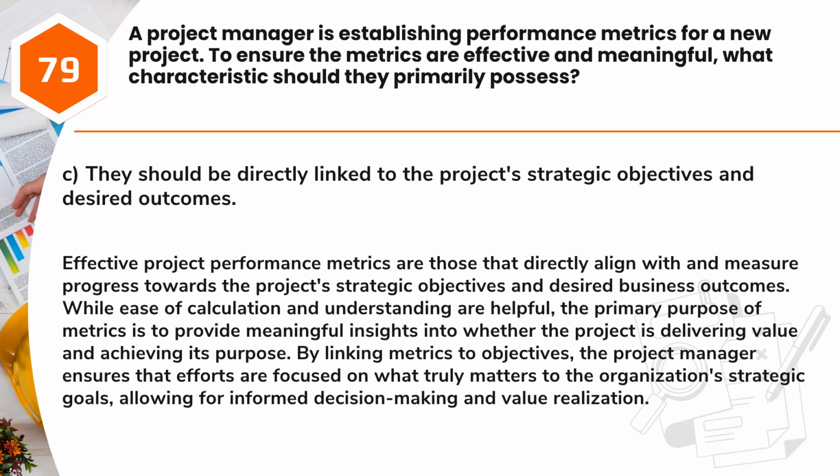Answer: C. They should be directly linked to the project's strategic objectives and desired outcomes. Effective project performance metrics are those that directly align with and measure progress towards the project's strategic objectives and desired business outcomes. While ease of calculation and understanding are helpful, the primary purpose of metrics is to provide meaningful insights into whether the project is delivering value and achieving its purpose. By linking metrics to objectives, the project manager ensures that efforts are focused on what truly matters to the organization's strategic goals, allowing for informed decision-making and value realization.